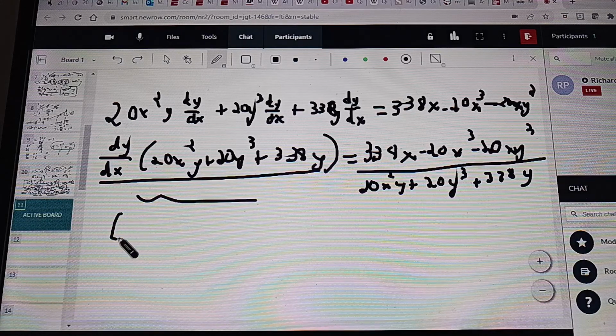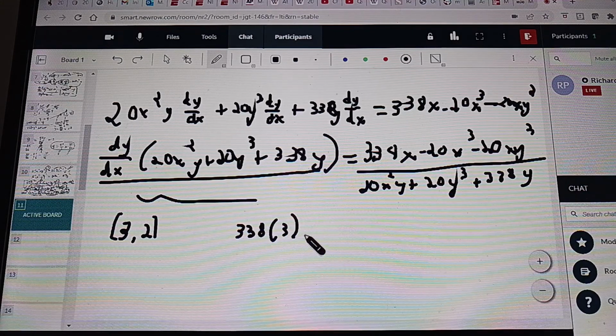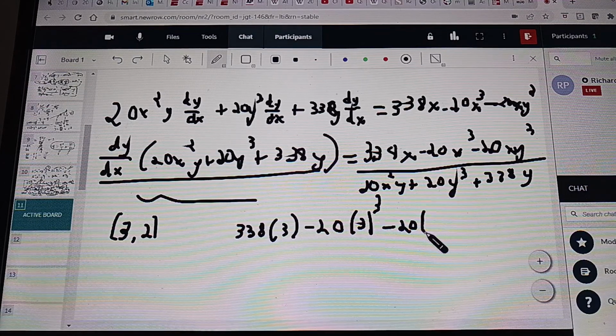So I know I want to do this at 3, 2. Everywhere there's an x, put a 3. Everywhere there's a y, put a 2. So I need to have 338 times 3 minus 20 times 3 cubed minus 20 times 3 times 2 squared. I think I have there, squared. Looks like a 3, but I think it was this 2 right here. Okay.